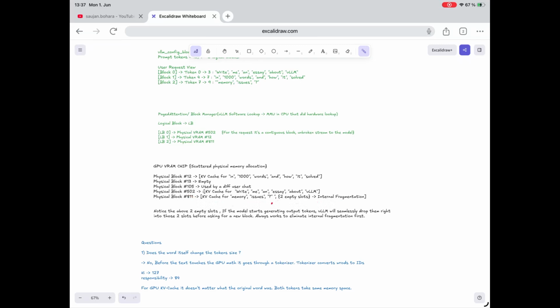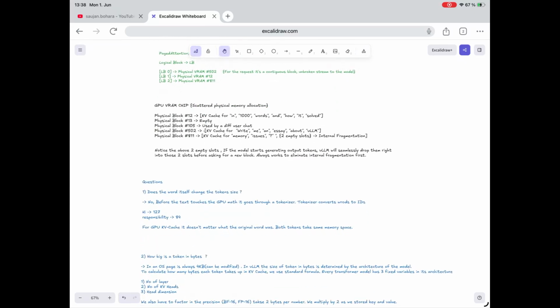These two empty slots will be used first before we go and request a completely new block. That way it will do its best to alleviate internal fragmentation. Make sure you use every single block of space, right? Instead of asking for a new one, make sure all the empty ones are filled first. So that's how it tries to eliminate internal fragmentation, right? There might be some internal fragmentation, but at least that's how it tries to eliminate it.